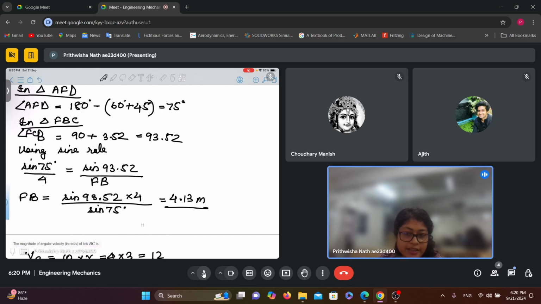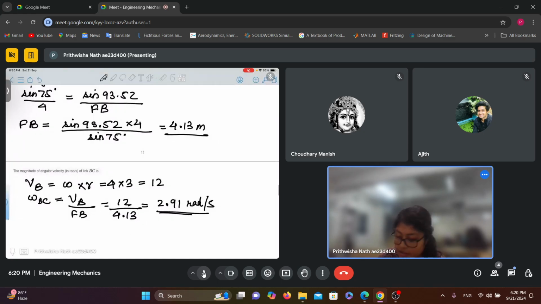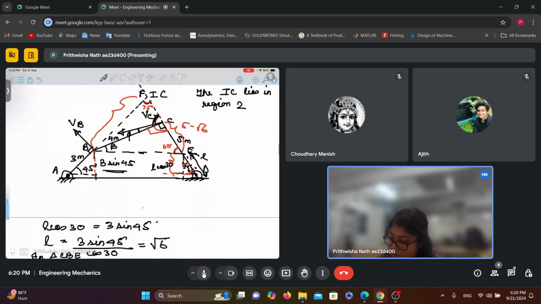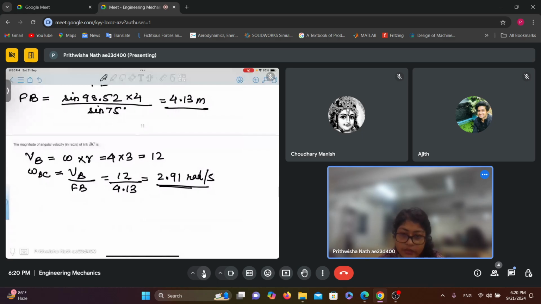Is there any question regarding this part? Okay. And now they have asked the angular velocity, which you simply have to calculate using the formula. You got the length of FB and you know VB, which is nothing but omega into R. Omega is given as 4 radians per second, and this length is 3 meters. So VB we know, and we also calculated FB, which gives the angular velocity of the link.